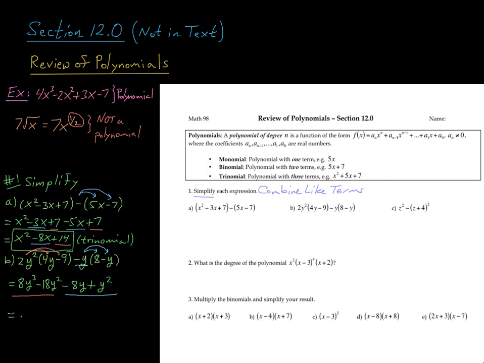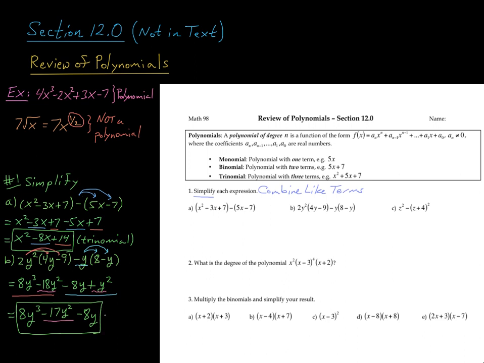Okay, great. So now we can go ahead and combine like terms like we did before in part A. We have an 8y cubed. Now notice we have for the square terms a negative 18y squared and a positive y squared. So combining those, we will get a negative 17y squared. All right, great. And then finally, we just have our minus 8y. All right. So that right there would be it.